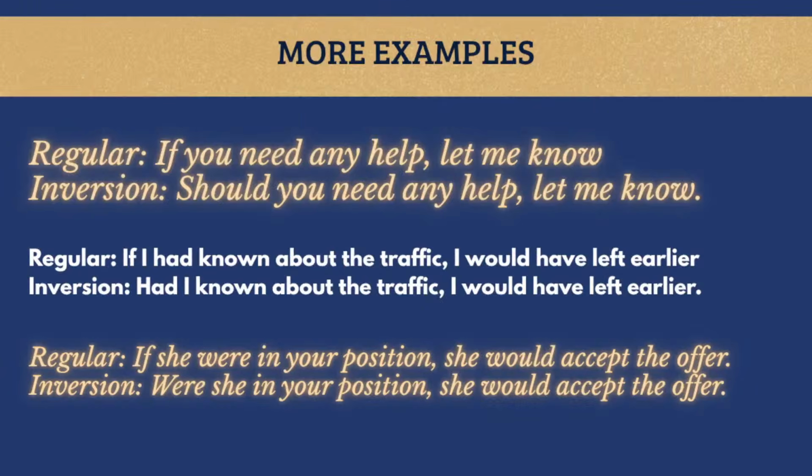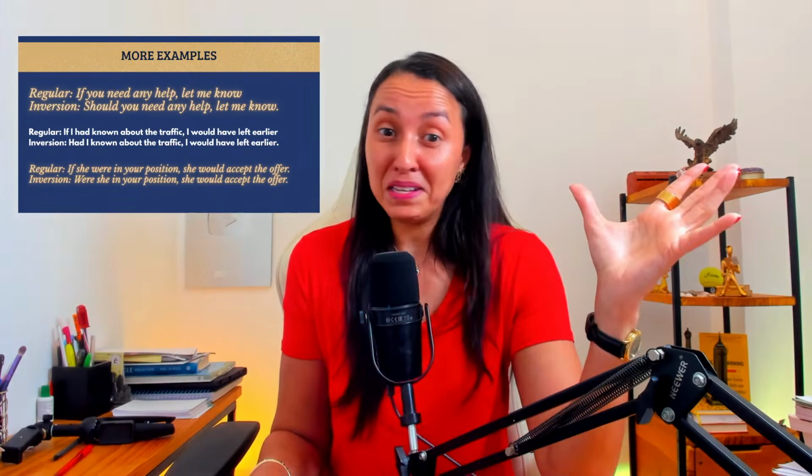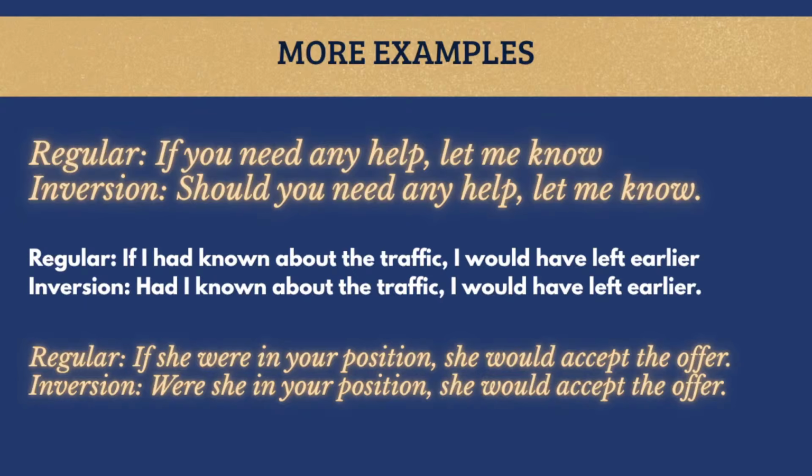Second conditional. I think this one is more familiar to most English learners at a B1, B2 level. If she were in your position, she would accept the offer. Were she in your position, she would accept the offer. So the second part doesn't change. Only the if clause changes, and it's a very simple change. You remove if. Simple. Remove if and invert the position between the verb to be or the auxiliary had and the subject. So, were she in your position, she would accept the offer.